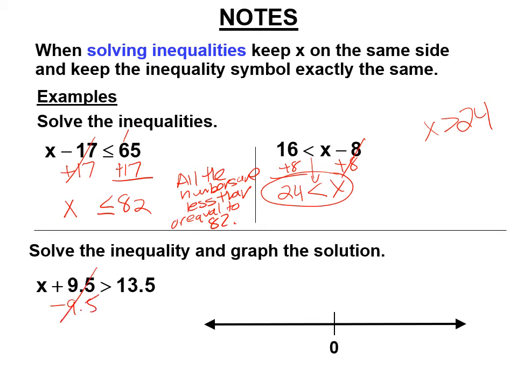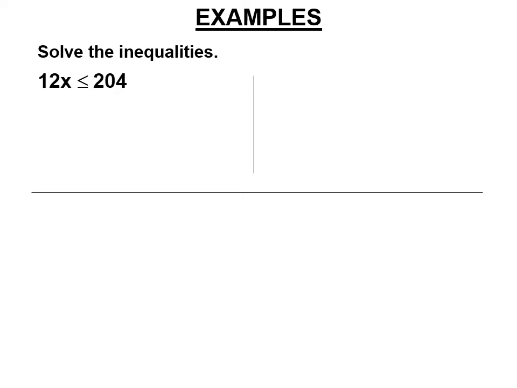All right, so we're going to solve the inequality and graph the solution, combining everything. So it's add 9.5, so you subtract 9.5 from both sides. You bring this symbol straight down. X is greater than 4. All the numbers are greater than 4. 1, 2, 3, 4. 4.0 is not greater than 4. Open circle, because not 4, but all the numbers greater than 4. So you solved the inequality, and then you graph the solution. So let's do some more.